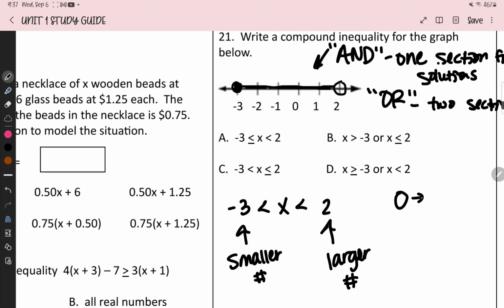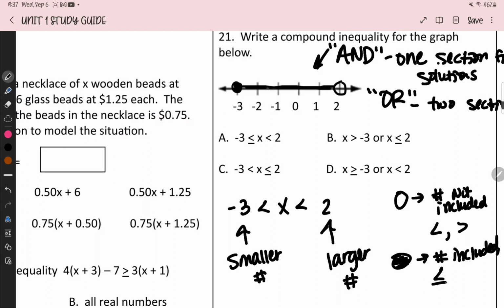Open circle means that the number is not included, and the symbols that use this are less than or greater than. A closed circle means the number is included in the solution, and the symbols that use that are less than or equal to and greater than or equal to. So if I look at -3, it has a closed circle, so I should be using either less than or equal to or greater than or equal to. We already have our less than symbol, so let's just make it less than or equal to make it true. And that should have been my answer here.